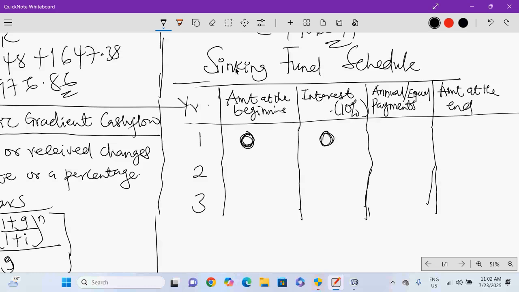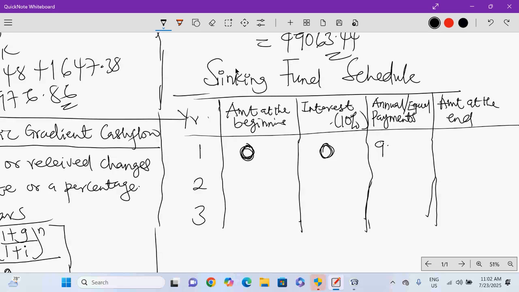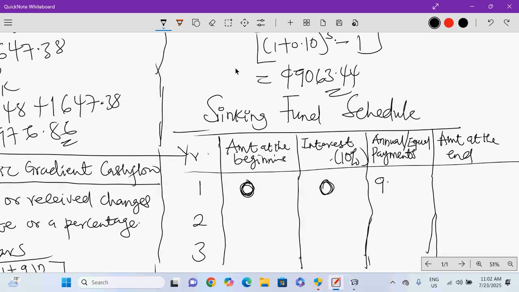The interest rate is 0. Then you made some payments, right? You made some payments. So you are keeping this amount, which is 9063.44. That is the equal amount that we computed. First installment is what? 9063 at the year 1. At the end of year 1, you were having this amount in the fund.